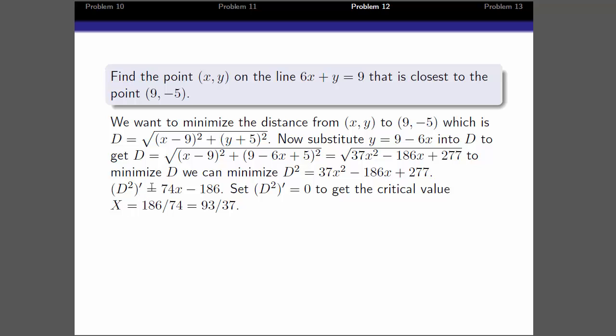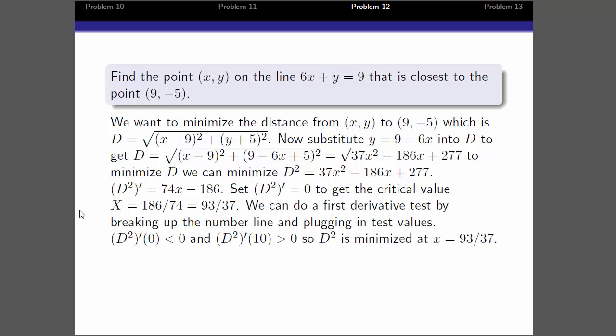Alright, so when we set the derivative of d squared equal to 0, we find that x is going to be 186 over 74, or 93 over 37 if we simplify the fraction. Now that we've got our critical value, we absolutely have to run a test because we want to get credit for the problem. So we can break up the number line into two test intervals, one on each side of 93 over 37. We'll plug in 0 and 10 into the derivative. One's negative, one's positive. So if it goes from decreasing to increasing, we indeed had a minimum. So d squared is minimized at x equals 93 over 37.